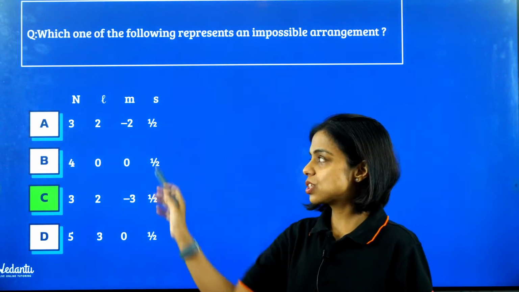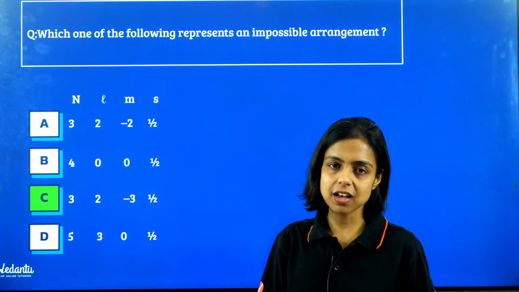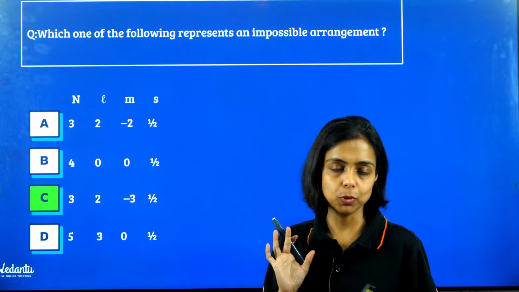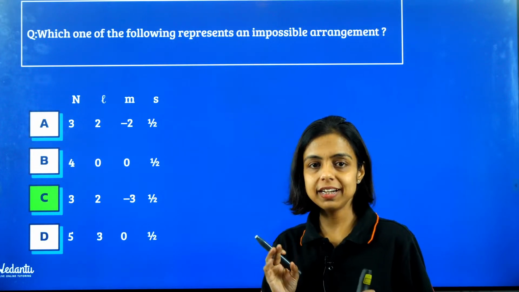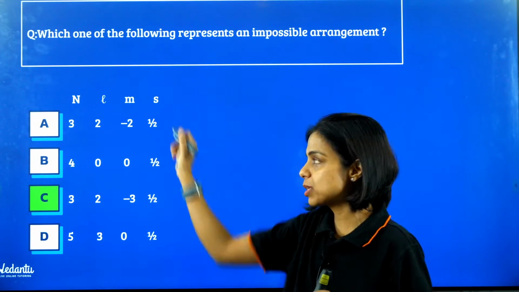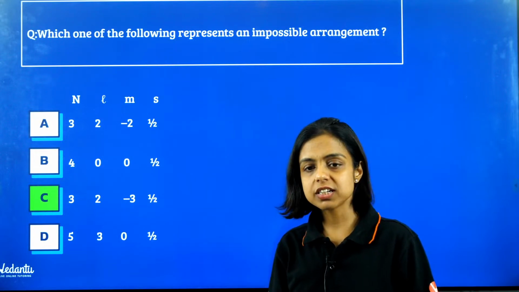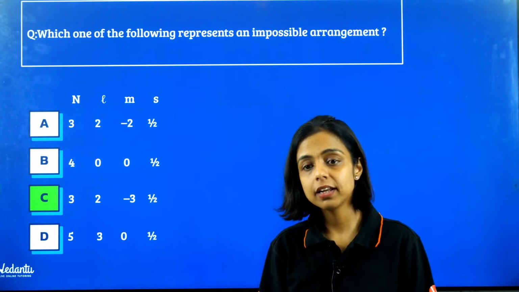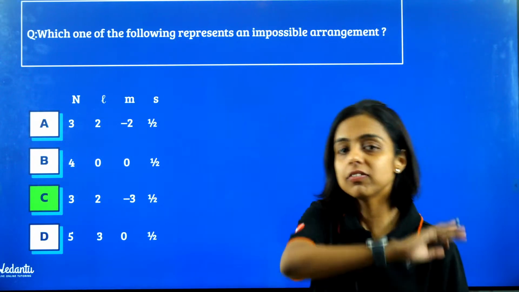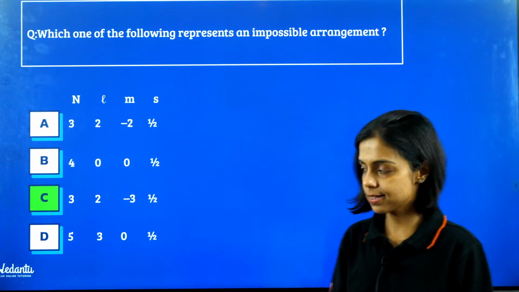So for S, you just need to check. If it is written plus half or minus half, either is okay for an electron. Right? The spin quantum number is fixed. Even if it is written plus half, it is fine. If it is written as minus half, then also it is fine, guys.